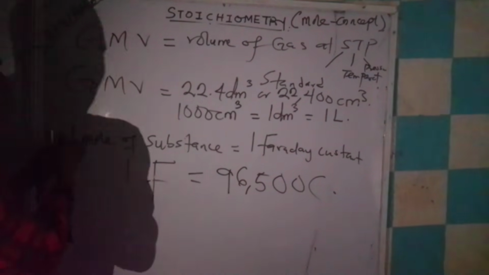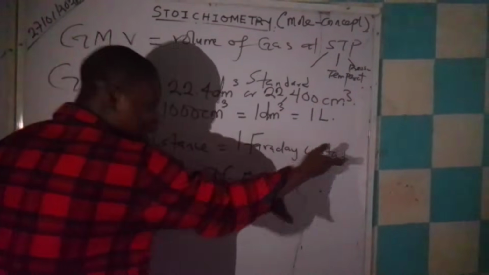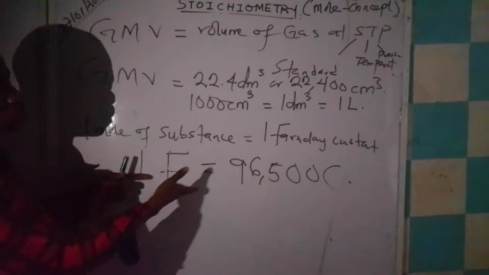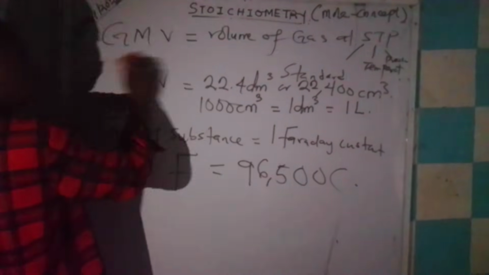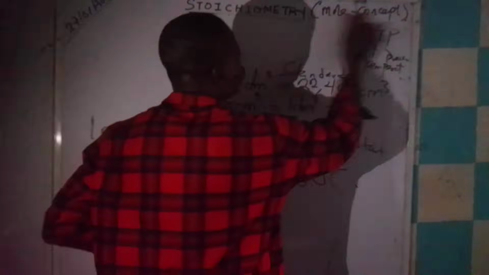And the last one is: 1 mole of a substance is equal to 1 Faraday constant. And 1 Faraday constant is equal to 96,500 coulomb. Those are the basic things to know about stoichiometry.